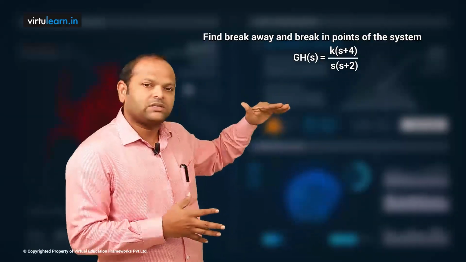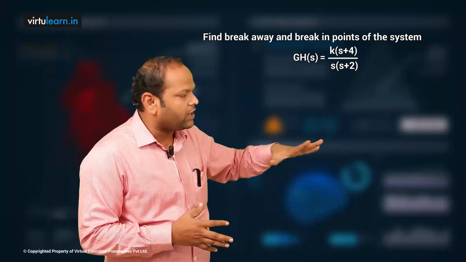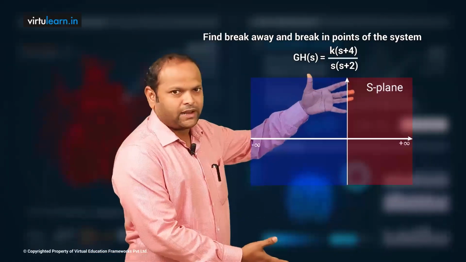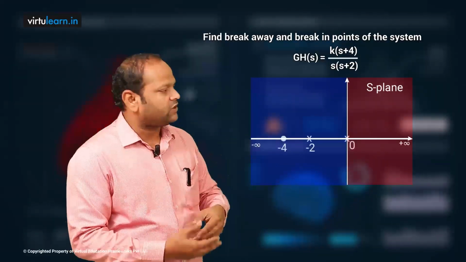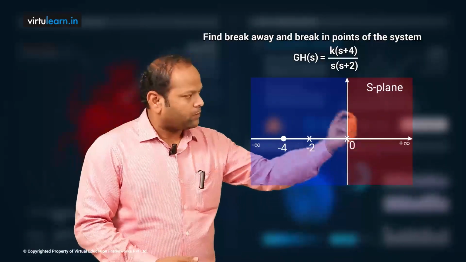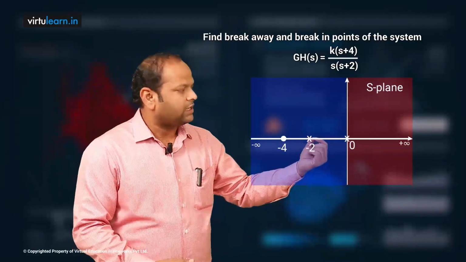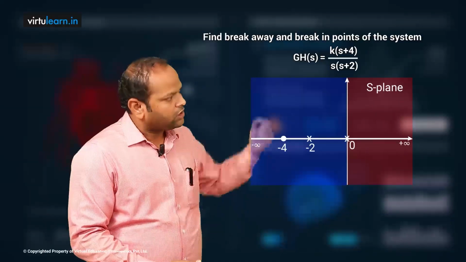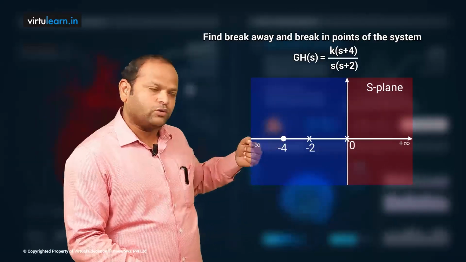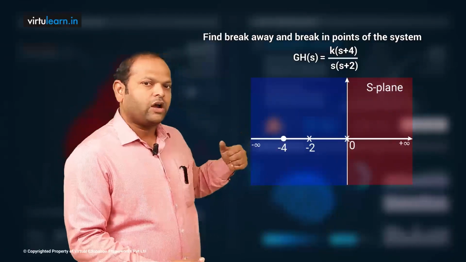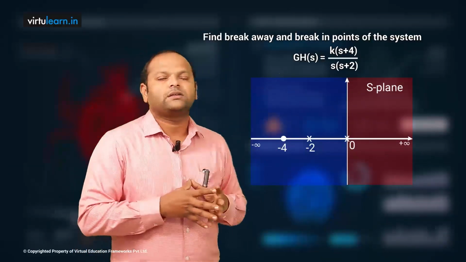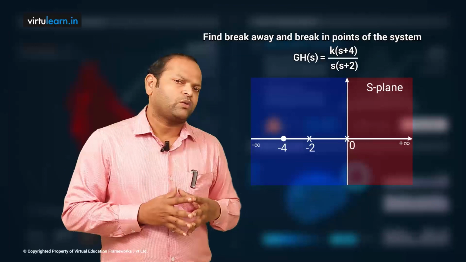The very first step: since it is an open loop transfer function, we locate poles and zeros. Now this is the S plane. First we have the origin pole, then a pole at s equal to minus 2, and there is a zero at s equal to minus 4. These are the locations of poles and zeros for this particular system. Then you can find out the root locus area.